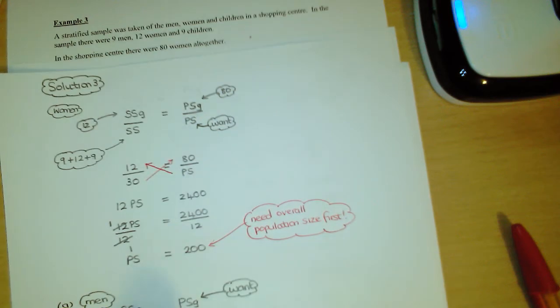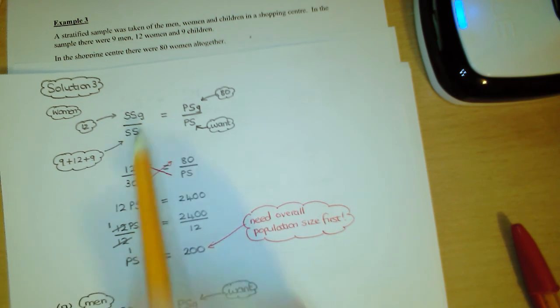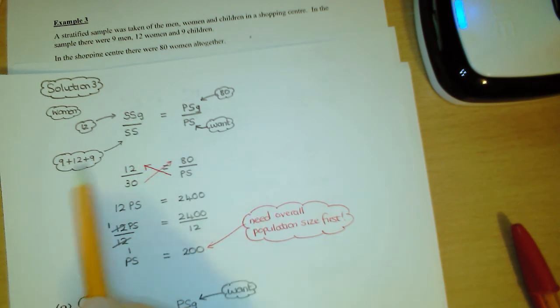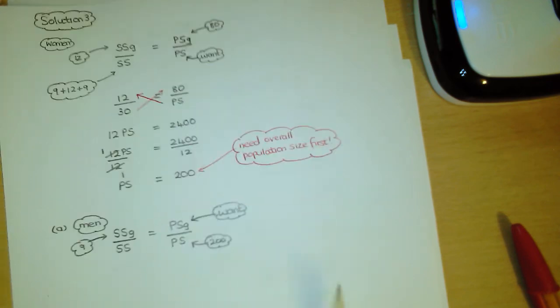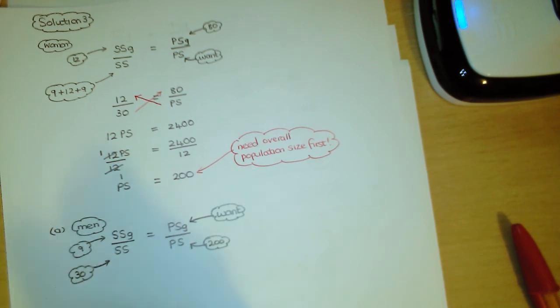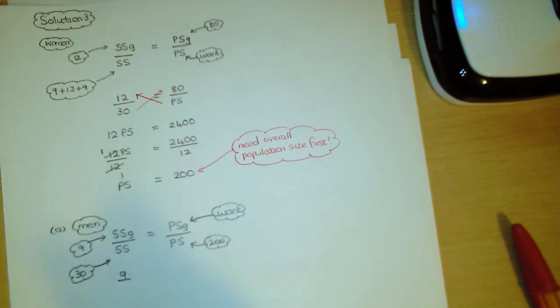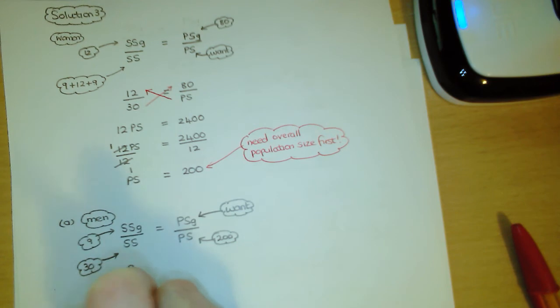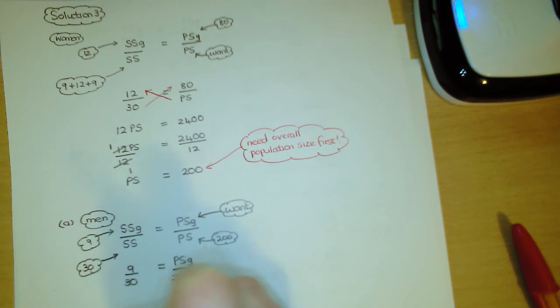The sample size of the men's group is 9. And again, the overall sample size is just all the individual sample sizes of each group added together, which again will be 30. And then we're going to sub all of those into the formula and then cross multiply. So we're going to get 9 over 30, and that's equal to PSG, population size of the men's group, over 200.